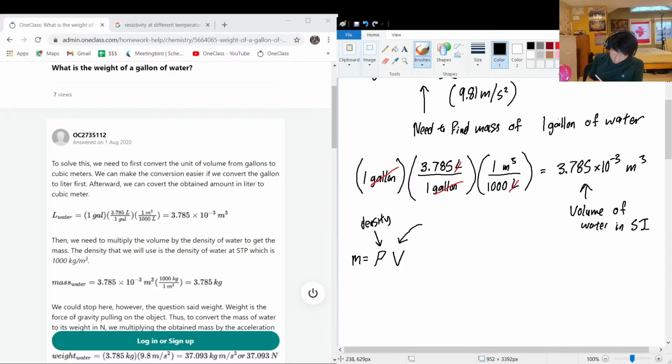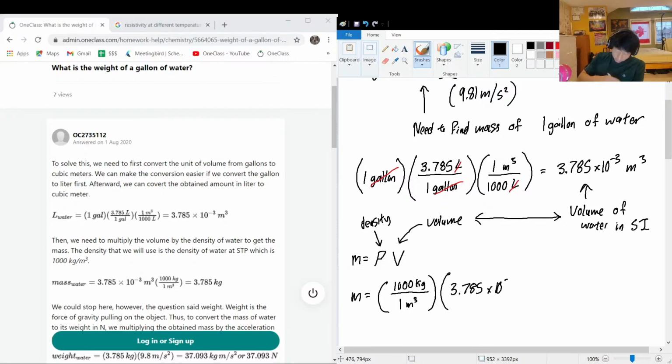And that's our volume, which comes from here. Okay, so you can see that our mass is equal to our density of water, 1,000 kilograms per cubic meter, multiplied by the volume, which is 3.785 times 10 to the negative 3 cubic meters.